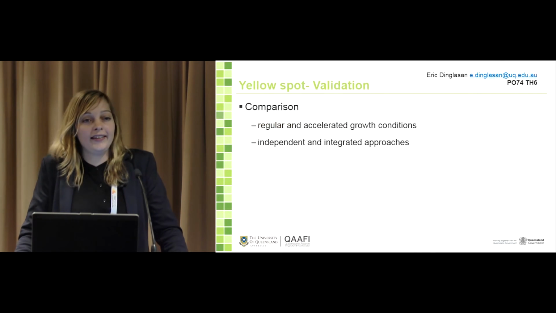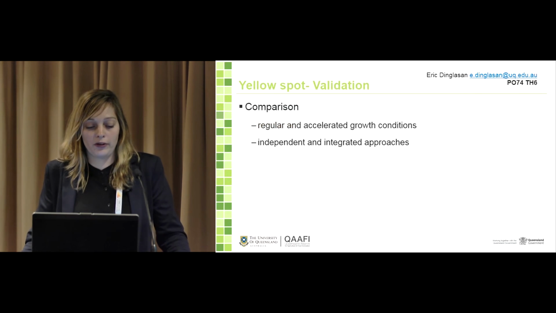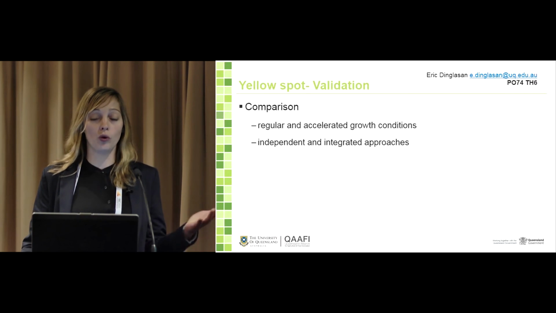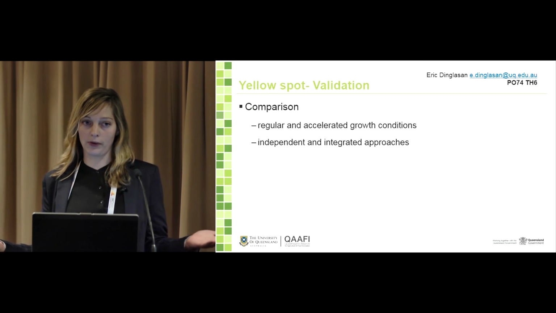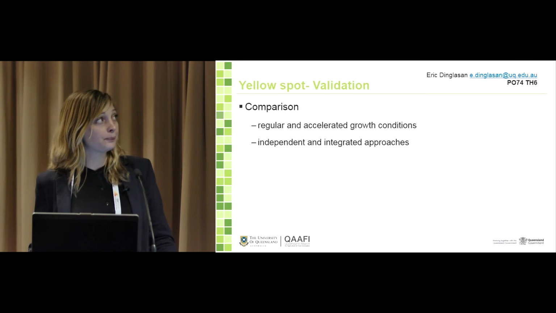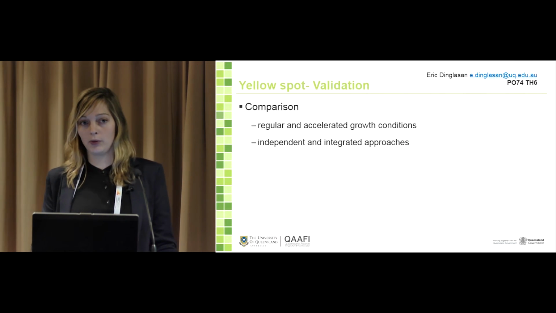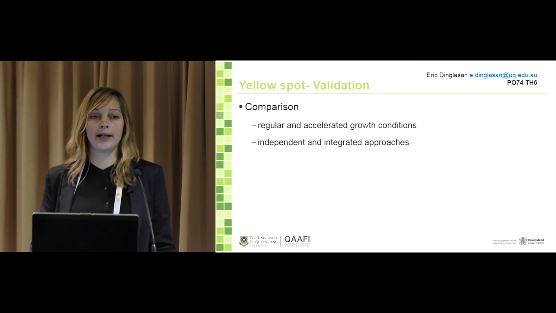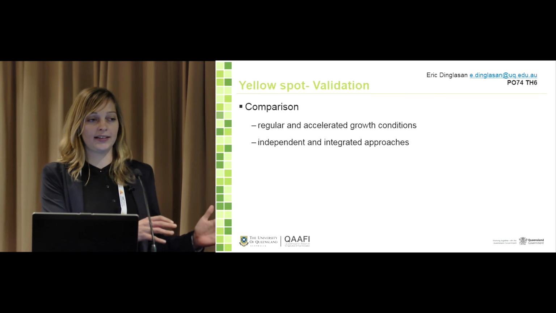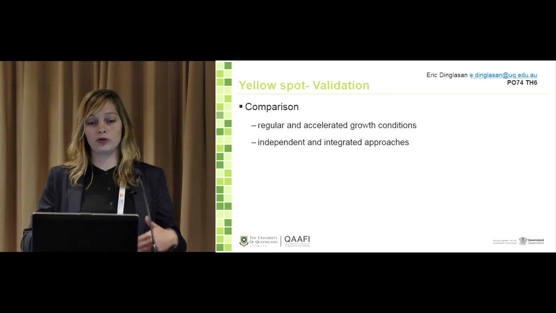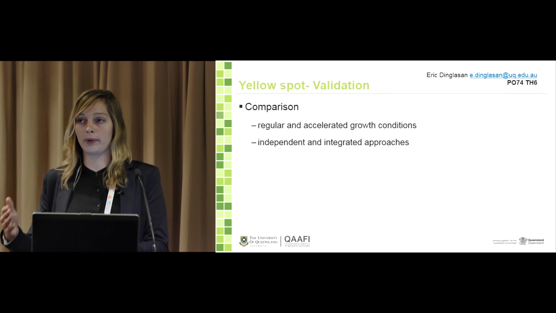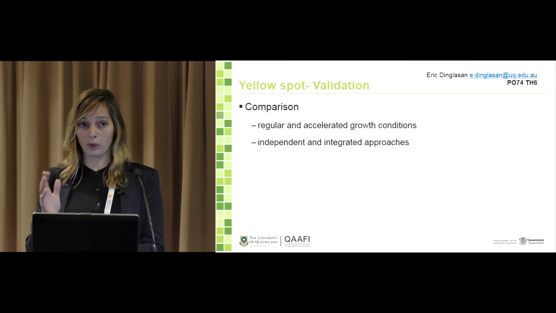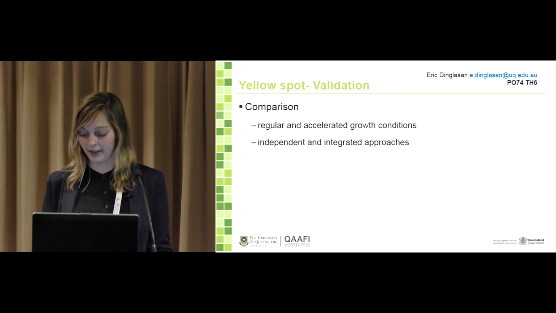So to validate the protocol, we had to test 2 things. First, do we have the same results when we grow the plants in normal conditions compared to accelerated growth conditions? And secondly, do we have the same results when we use independent experiments and integrated experiments? Which means, in one case, we assess seedling resistance in an experiment, and then we do another experiment to assess adult plant resistance. Integrated is when you assess the same plants for both seedling and adult plant resistance.